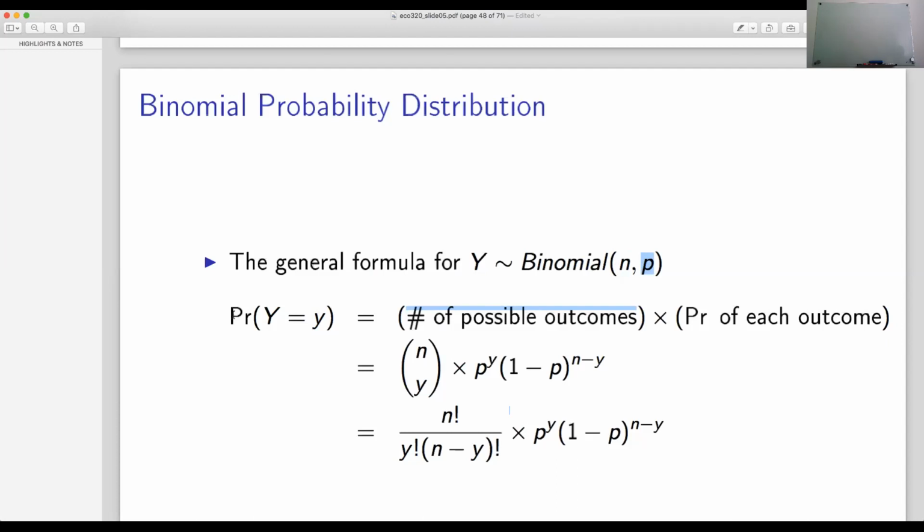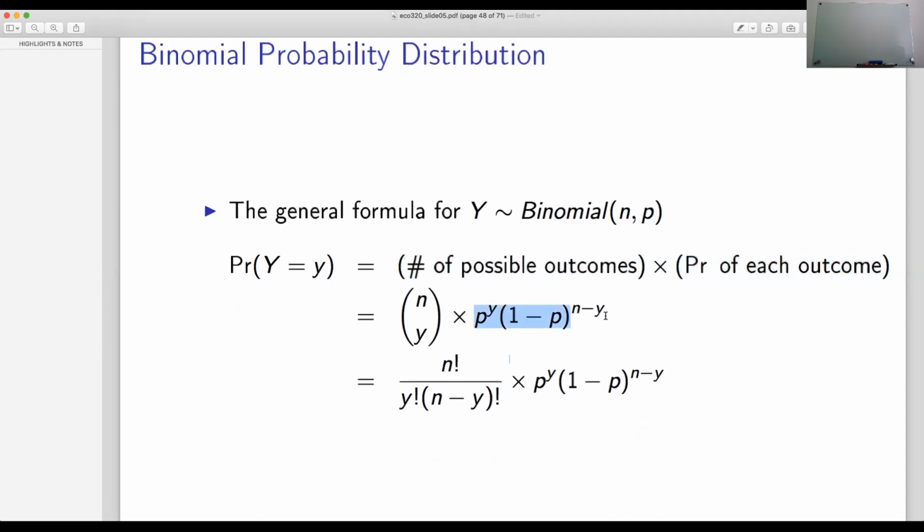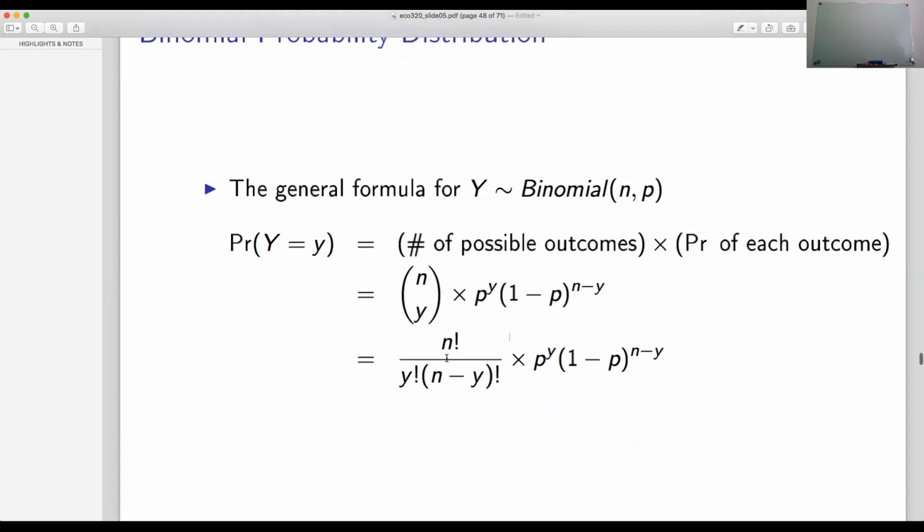So the probability of y equals small y is the number of possible outcomes times the probability of each outcome. The probability of each outcome comes from this equation. If you are still confused, go back to the previous slide and multiply by this number of possible outcomes. So the multiplication of these would be the final probability.